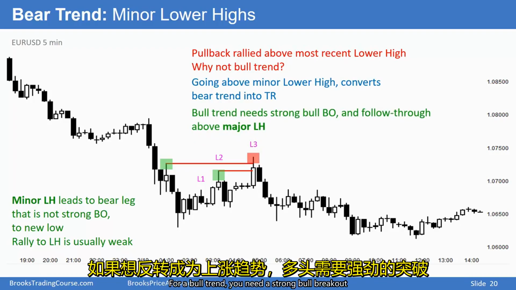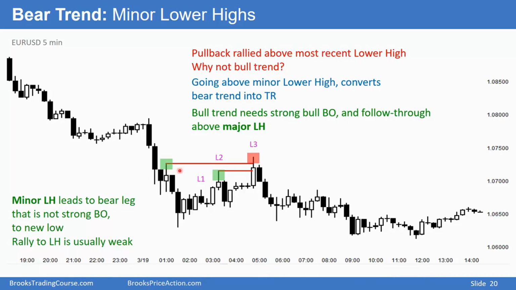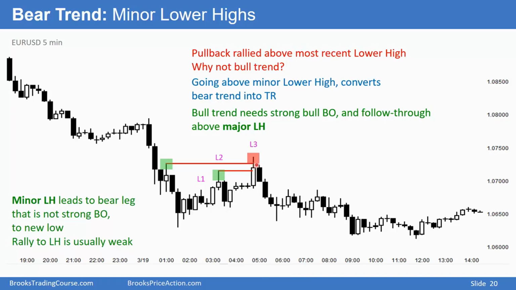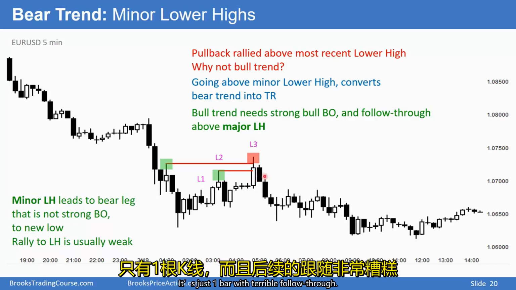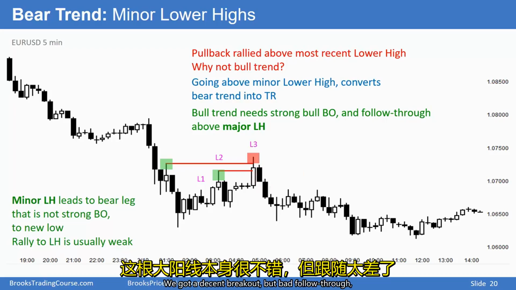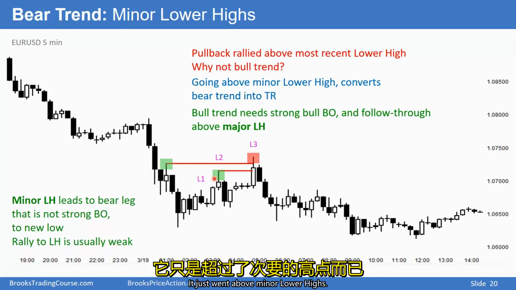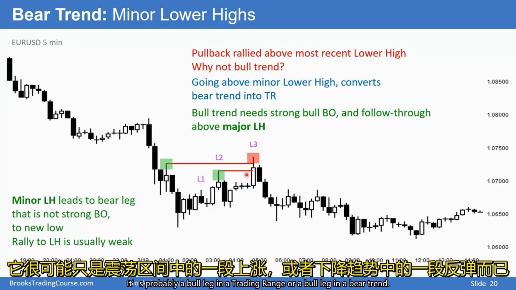For a bull trend, you need a strong bull breakout and follow through above major lower highs. We broke above a lower high, we broke above a lower high, so we got a breakout here. That is not a strong bull breakout. It's just one bar with terrible follow through. So we need breakout and follow through. So we got a decent breakout, but bad follow through. And it did not get above a major lower high. It just went above minor lower highs. So this is probably not a bull trend. It's probably a bull leg in a trading range or a bull leg in a bear trend.